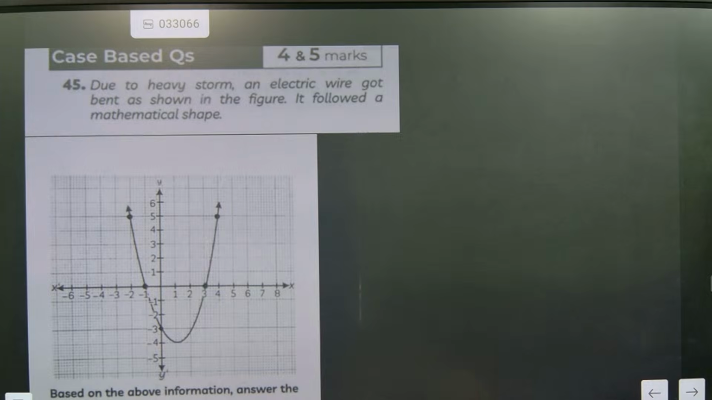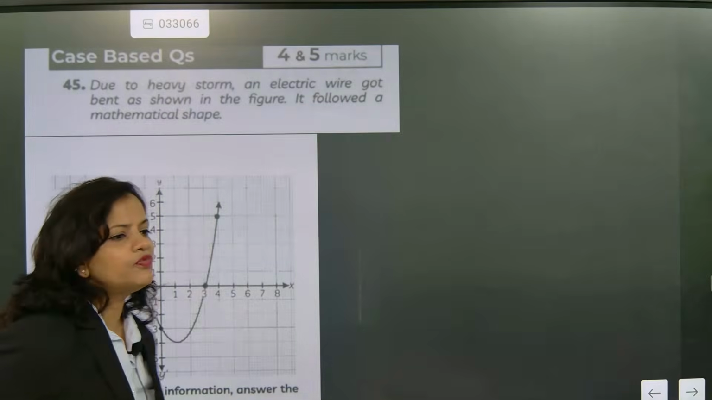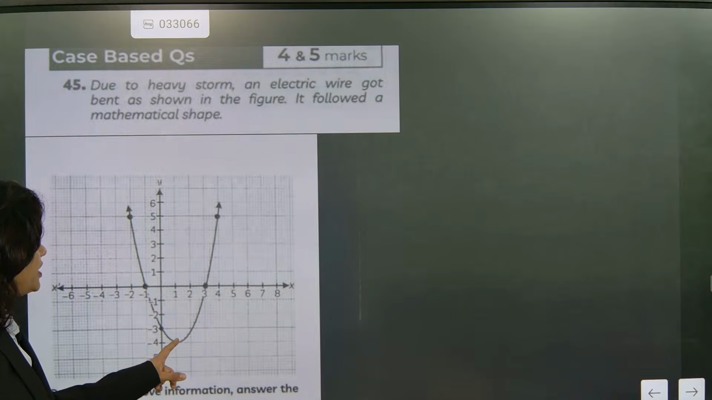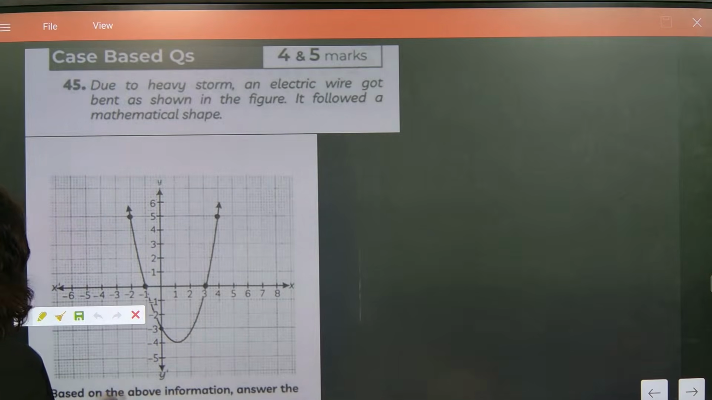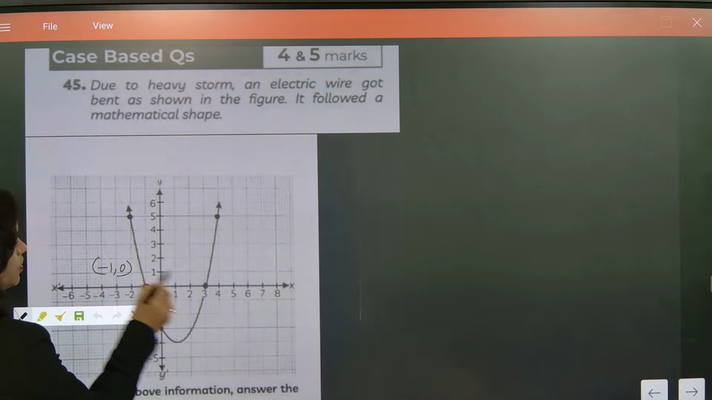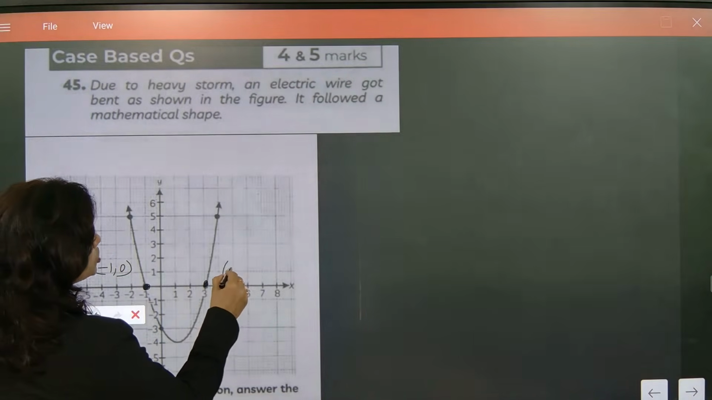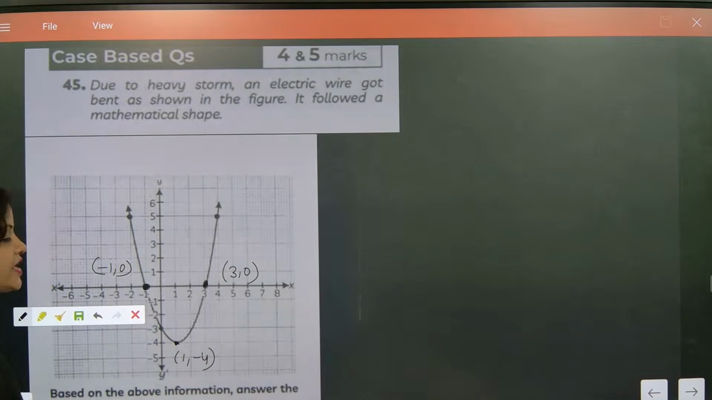Due to heavy storm, an electrical wire got bent as shown in the figure. It follows a mathematical shape. Definitely it is the shape of a parabola. Can you see the critical point, the vertex point, beta? What is the vertex point? Some points we are going to check. The first point here is minus 1 comma 0. Another point is 3 comma 0. Vertex point is 1 comma minus 4. Always the x value you are going to write first, na? So these are the three values.